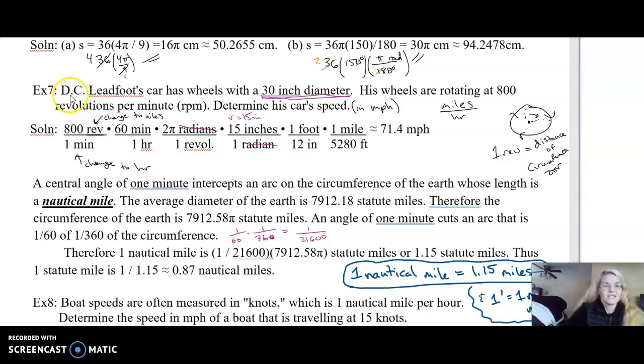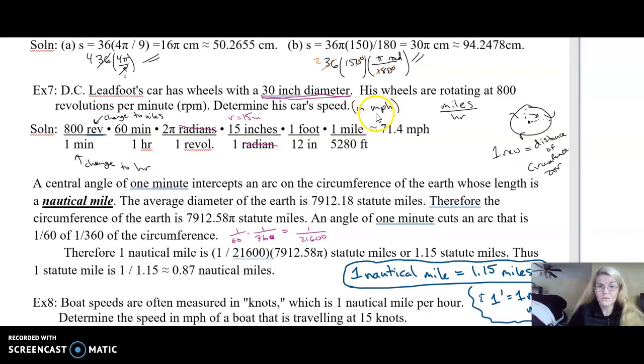So DC, Doctor Quarters, Leadfoot, right? I drive really fast. DC Leadfoot's car has wheels with a 30-inch diameter. All right, so DC's a guy, apparently. His wheels are rotating at 800 revolutions per minute, RPM. Determine his car's speed, specifically in miles per hour.